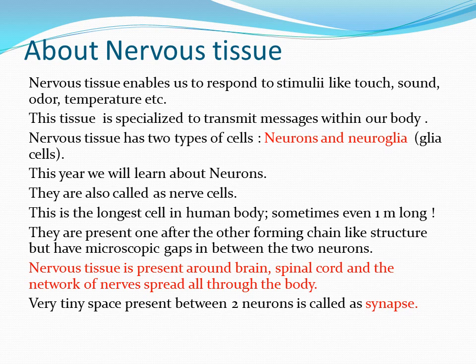They are the longest cells in the human body. Sometimes they are even 1 meter long. They are present around the brain and spinal cord, and they form a network that spreads all over the body. They are present one after the other, forming chain-like structures, but have a very small gap between two neurons called a synapse or synaptic gap.